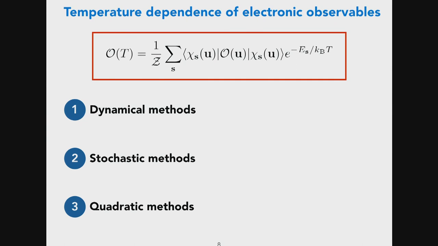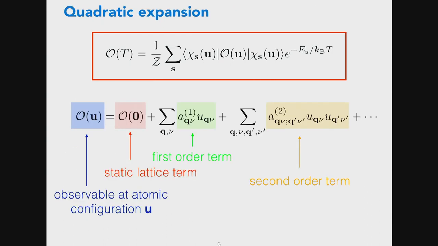Now, an even simpler family of methods, which I label here as quadratic methods, is one in which you expand the property of interest to some low order. If we look at this electronic observable at some general configuration of your system U, where U equals zero is the equilibrium configuration, then I can write down an expansion in terms of, say, phonon modes if I have a harmonic picture. This expansion, in principle, has terms at all orders, but then I decide to truncate it at some order, say second order.